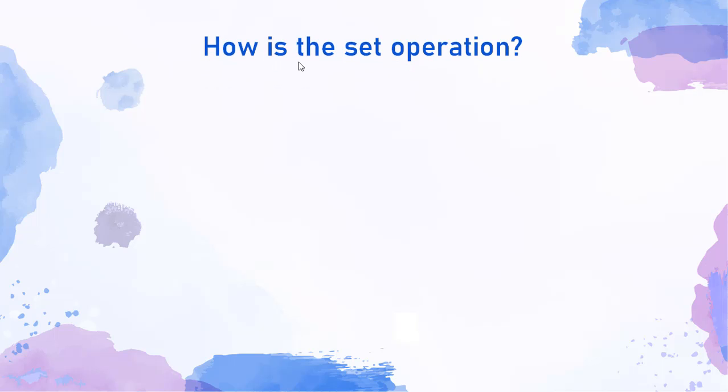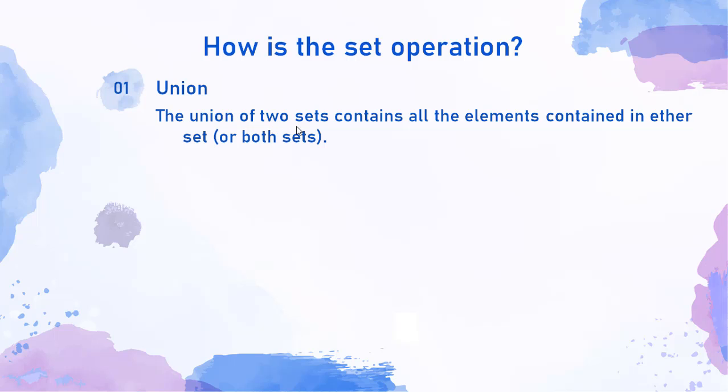Okay, next, what are the set operations? First, union. The union of two sets contains all the elements contained in either set or both sets. Notation: A union B. A union B is the set containing X, an element of S, such that X is an element of A or X is an element of B.